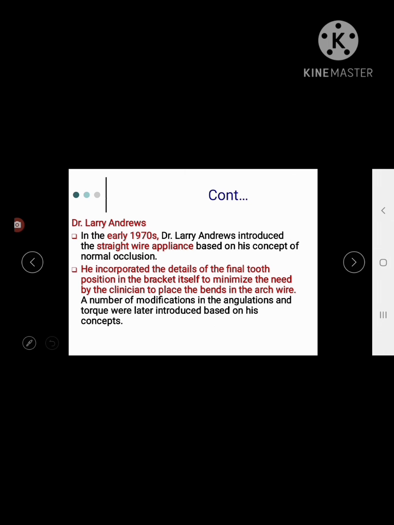The other individual, in the early 1970s, Dr. Larry Andrews, introduced the straight wire appliance based on his concepts of normal occlusion. He incorporated the details of the final tooth position in the bracket itself to minimize the need for the clinician to place bends in the archwire. A number of modifications in the angulation and torque were later introduced.